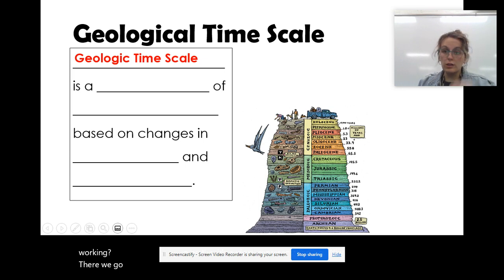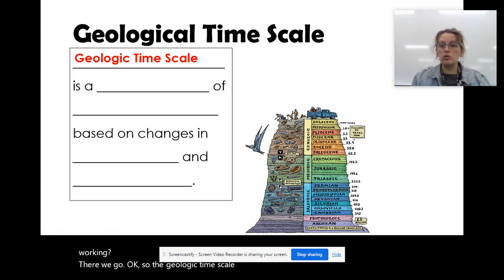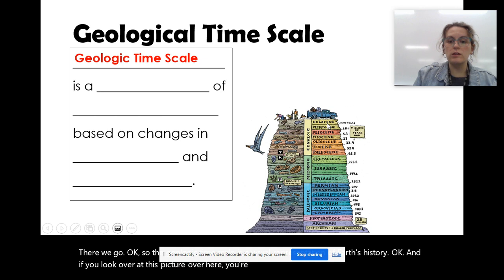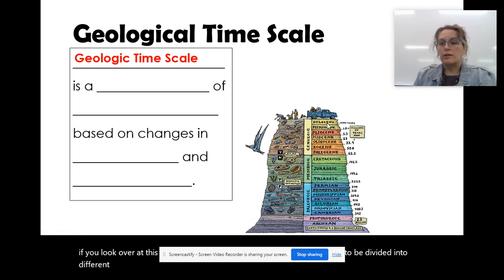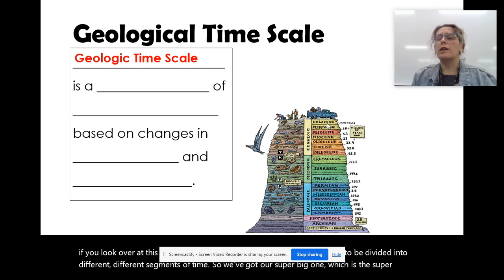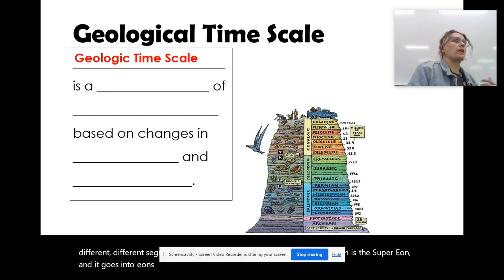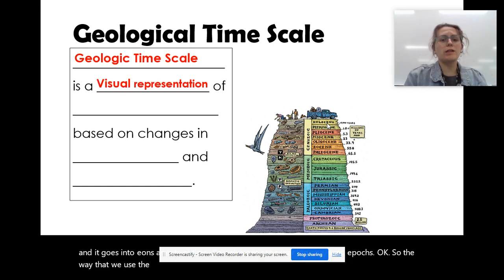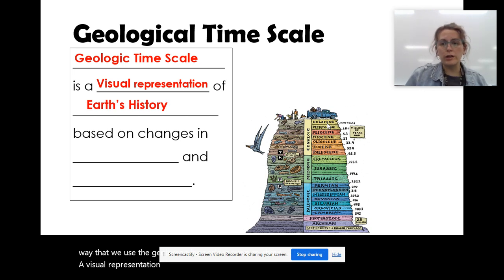Okay, so the geologic time scale is a visual representation of Earth's history, okay? And if you look over at this picture over here, you're going to see that it is divided into different segments of time. So we've got our super big one, which is the super eon, and it goes into eons, and then it goes into eras, and then periods, and then epochs, okay? So the way that we use the geologic time scale is, again, to show a visual representation of Earth's history.